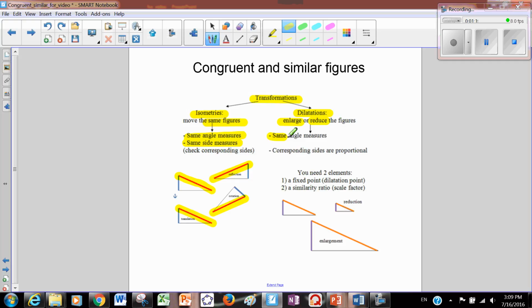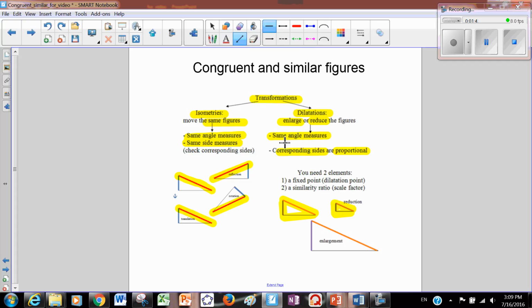They will still keep the same angle measures, but their corresponding sides will be proportional. What it means is that if you look at the hypotenuse here, if I do a reduction, let's say by 2, it's going to be 2 times smaller. The other side here will also be 2 times smaller, and the last side will be 2 times smaller.